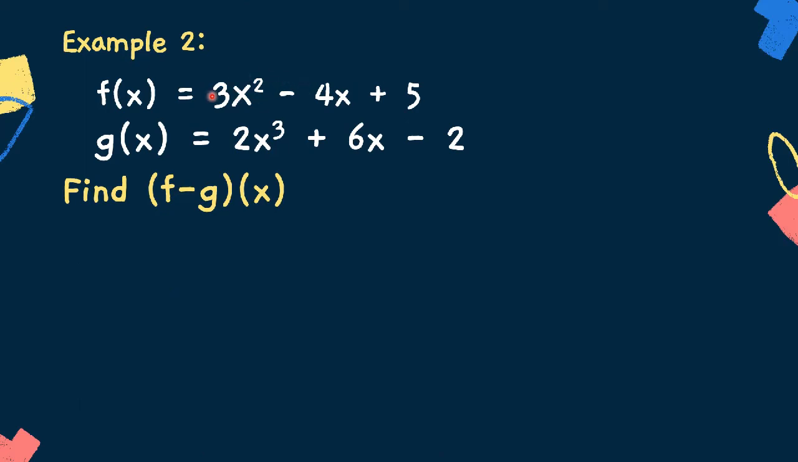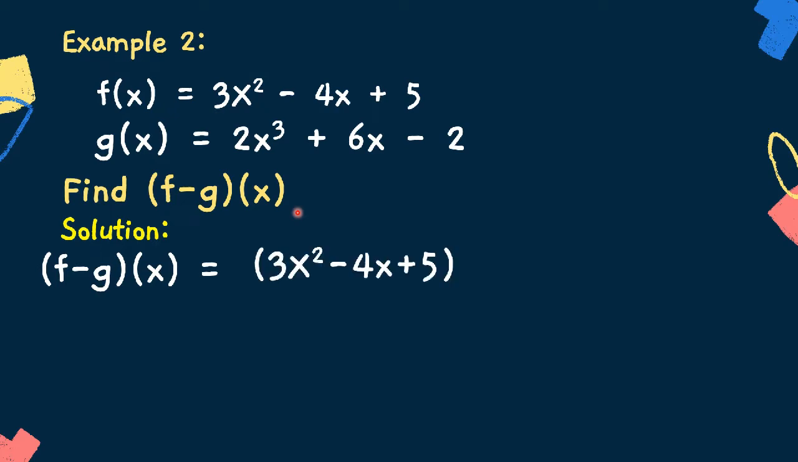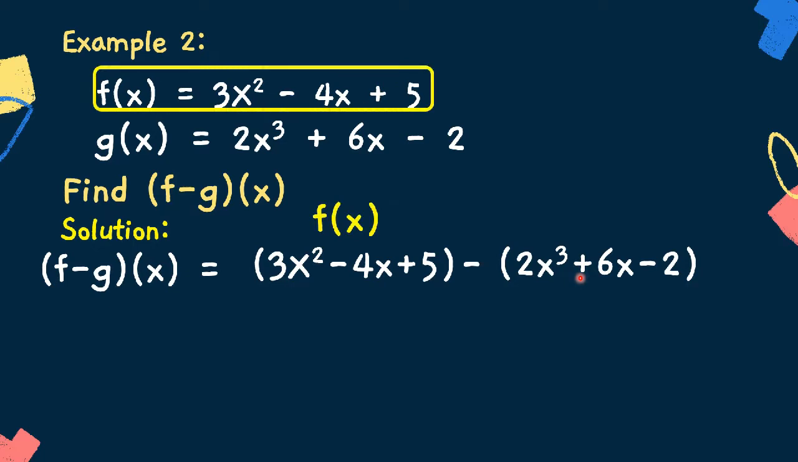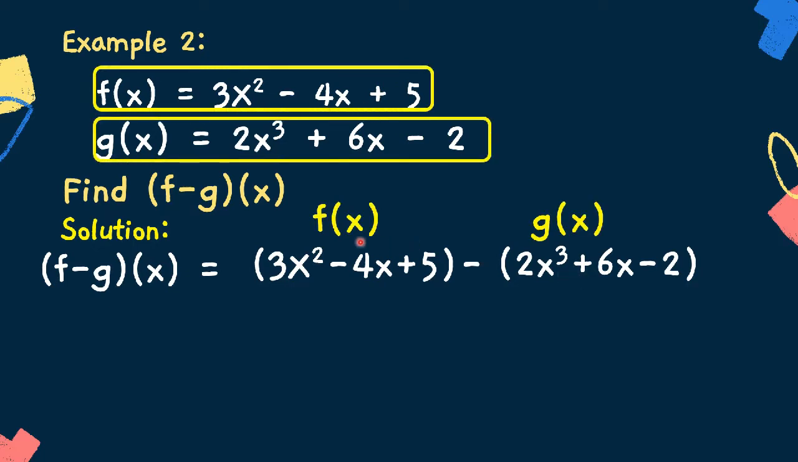We have here example number 2 with the given f of x is equal to 3x squared minus 4x plus 5. The g of x is equal to 2x cubed plus 6x minus 2. So we have to find f minus g of x. So simply follow the steps. We have to identify our f of x, which is 3x squared minus 4x plus 5, and our g of x, which is 2x cubed plus 6x minus 2. Take note that our minuend is the f of x and the subtrahend is the g of x.